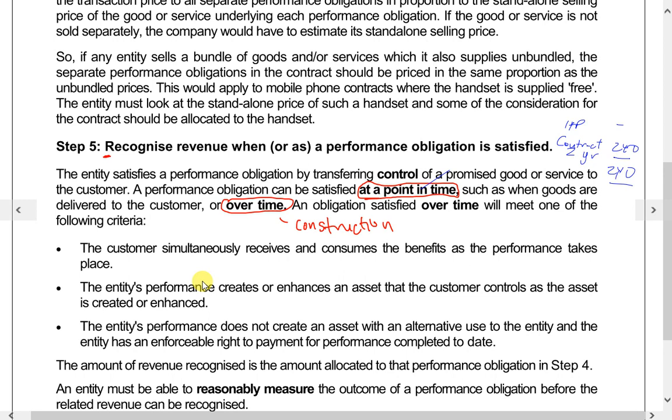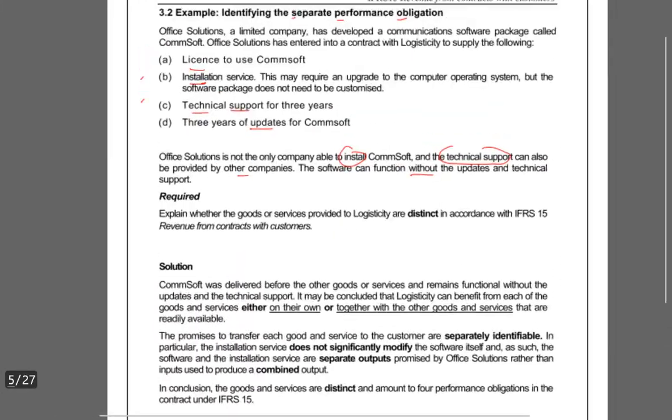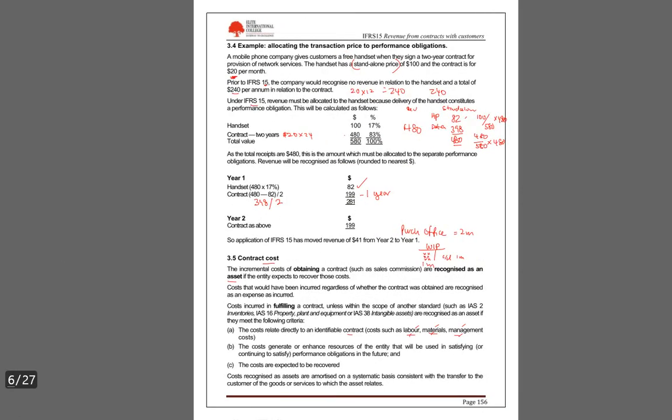And then later, right after this, we'll be looking at the construction. Okay, because the performance obligation is over time, therefore we recognize over time. Construction takes 2 years, so we recognize over 2 years. Okay, and then we have these, sort of examples.